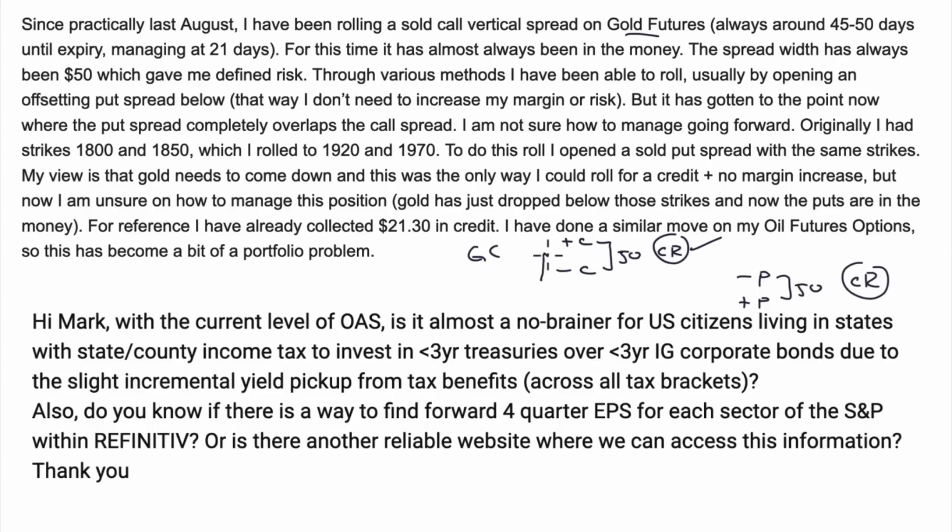So if it starts going up and you do this below the stock, it at least helps offset the difference between the two premiums. Let's see, this has gotten to the point now where the put spread completely overlaps the call spread, I guess because you had to keep rolling it up, which I rolled to 1920 and 1970. To do this roll, the only way I could roll was for a credit plus no margin increase. I'm unsure how to manage this position. Okay, so this was probably a mistake to do, and it depends.